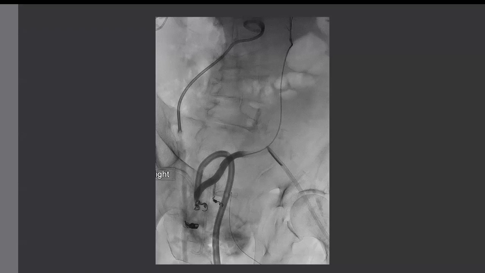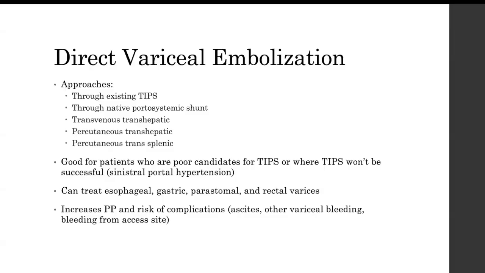So TIPS is sort of your big gun. I'm just going to take all the pressure off everything in the portal vein. This is a more targeted way of dealing with a less common but still, something we see, problem. So this is a form of direct variceal embolization. And I'm using the example of the rectal varices, but this applies to lots of different types of varices.